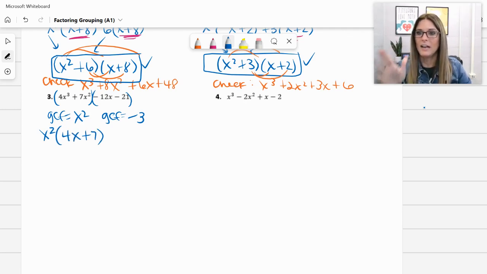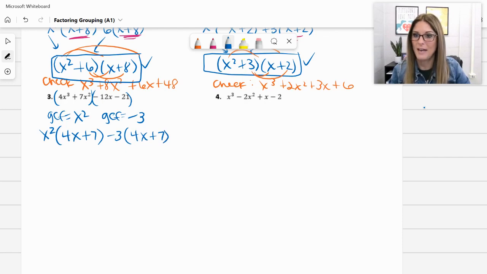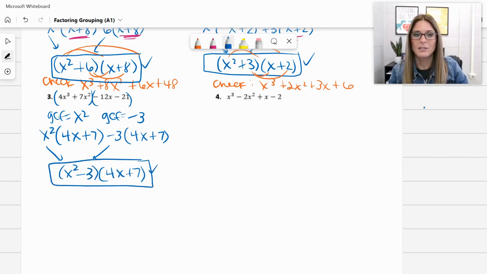You can also use the fact that your parentheses are going to match to help you find GCFs. So if you were ever stuck, you would know, hey, in my next parentheses, I need it to be a 4x plus 7. So as I remove that negative 3, that is what I'm going to get, 4x plus 7, because I removed the negative 3. Your final step, pull those GCFs out as a binomial together. So x squared minus 3 times 4x plus 7. Final answer, there's our factored form, and you can check it.